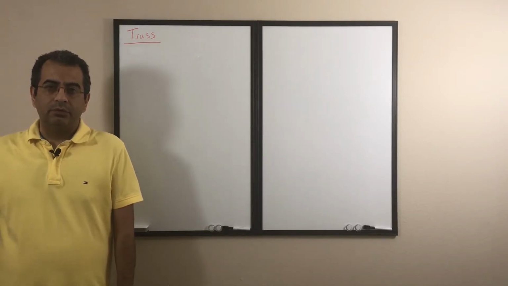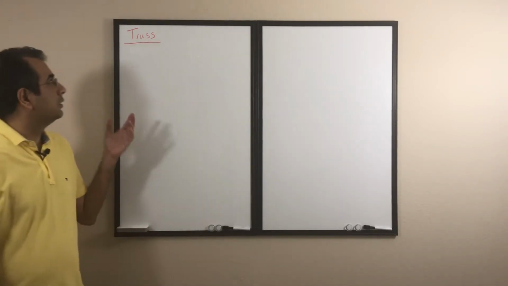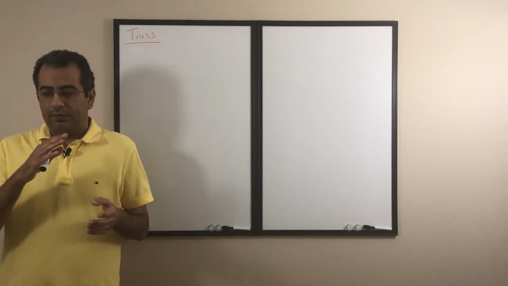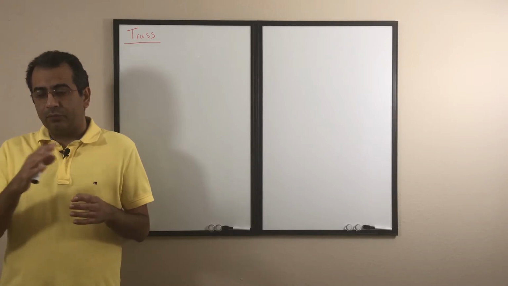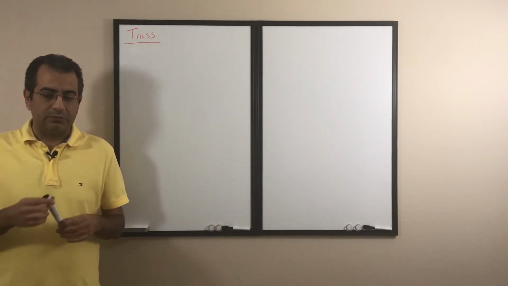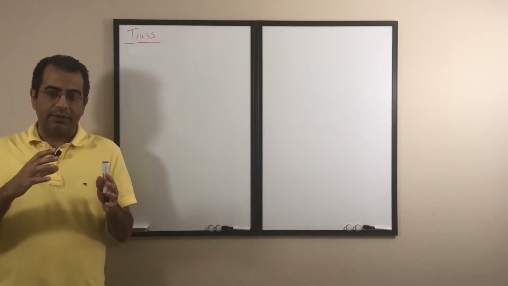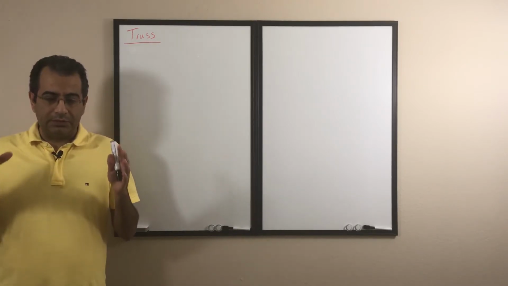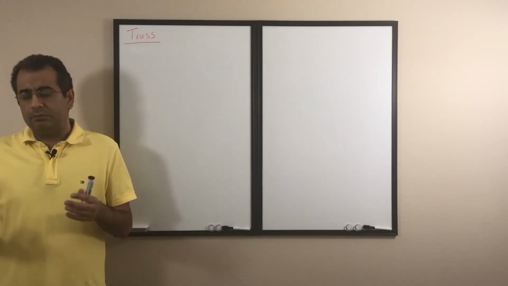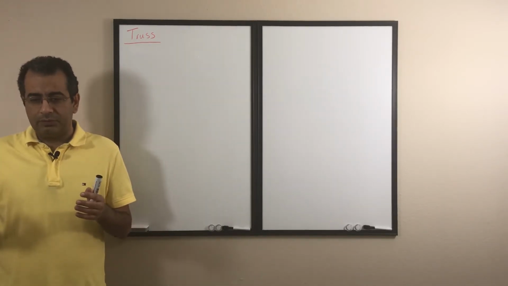Hi, today I'm gonna start to talk about the truss. A truss is a structure that is built from slender members that form a series of triangles. In other words, if you look at the truss, you will see a series of triangles connected together to create a structure.